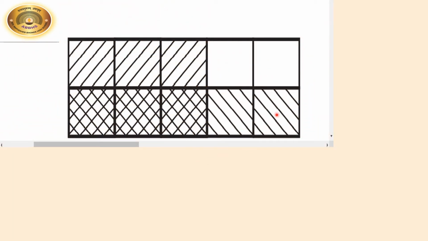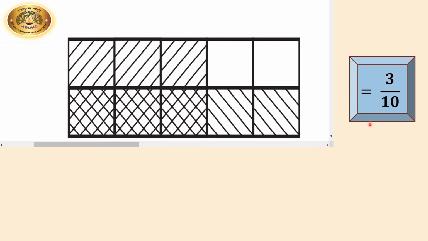Now draw the slanting lines which are exactly opposite of the first slanting lines. You will get it that these 3 boxes are shaded twice out of 10 equal boxes. The part shaded twice can be written as the fraction 3 upon 10.